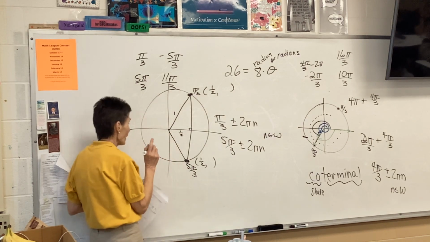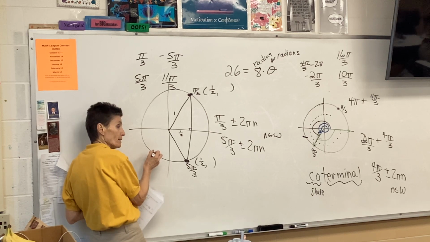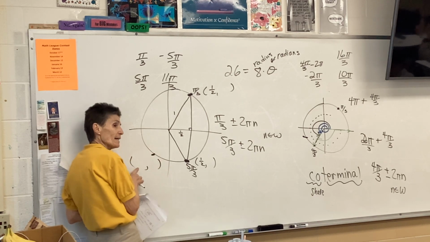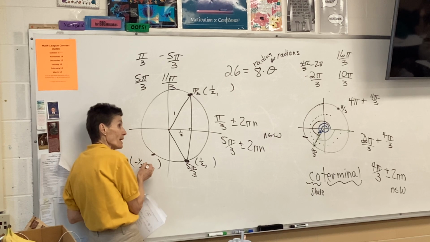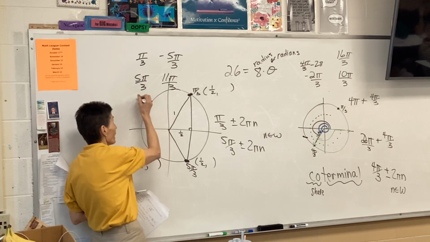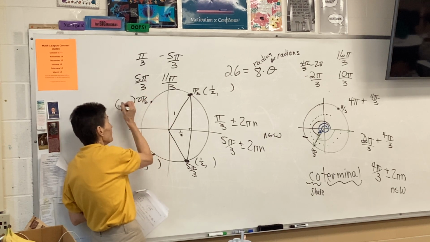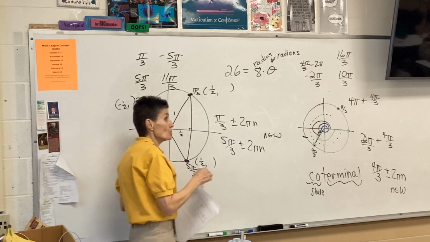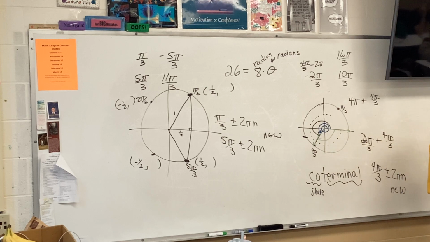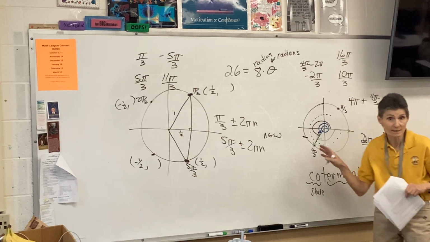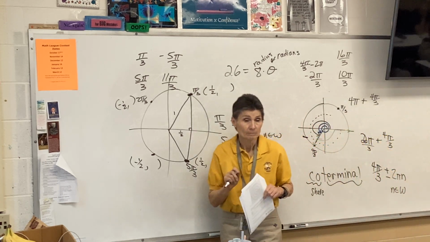Now, what happens at 4 pi over 3? Any idea about what that x value would be? Exactly, that's going to be negative. And what about at 2 pi over 3? That one's also going to be -1/2. So at all of the pi over 3 angles, your x is going to be 1/2. It just depends on whether you're going to be positive or negative.